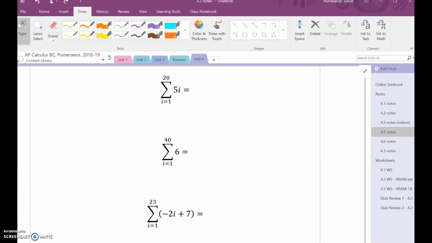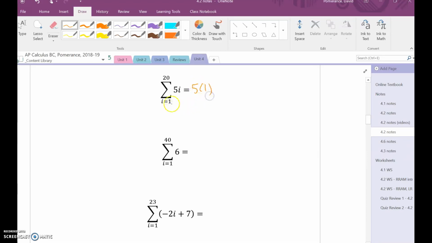So what happens if we're asked to evaluate a summation that is given in a form like this? Well, this first one says that we're going to take the sum from i equals 1 to 20 of 5i. The first term would be 5 times 1. And the second term will be 5 times the next value, which is 2. And the next one would be 5 times 3, and the next one would be 5 times 4, etc.